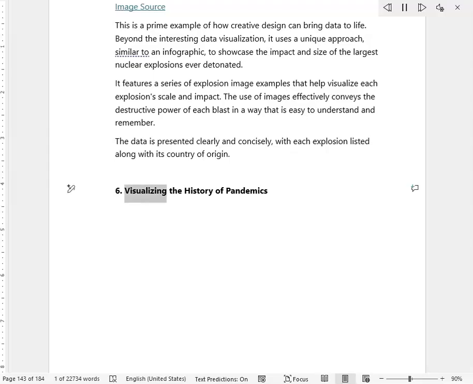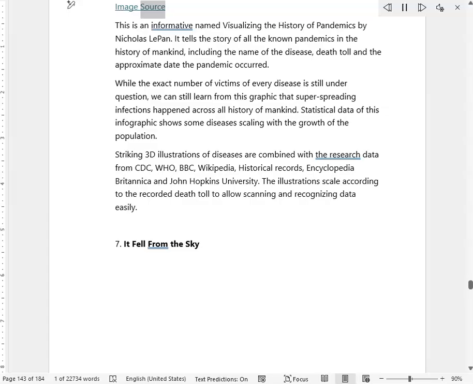6. Visualizing the history of pandemics. Image source. This is an informative infographic named Visualizing the History of Pandemics by Nicholas Lopan. It tells the story of all the known pandemics in the history of mankind, including the name of the disease, death toll, and the approximate date the pandemic occurred.